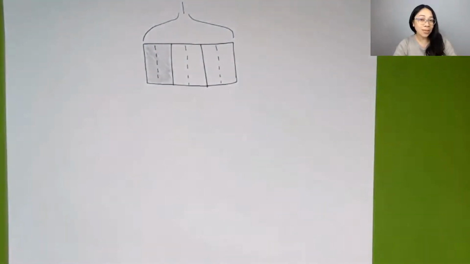How many parts are there now? 6 parts. What fraction of 1 does each part represent? Each part represents 1/6. And how many 6ths are shaded in? 2 6ths.